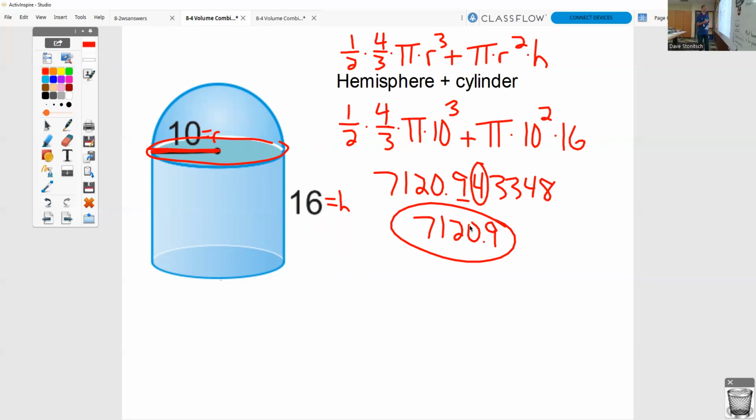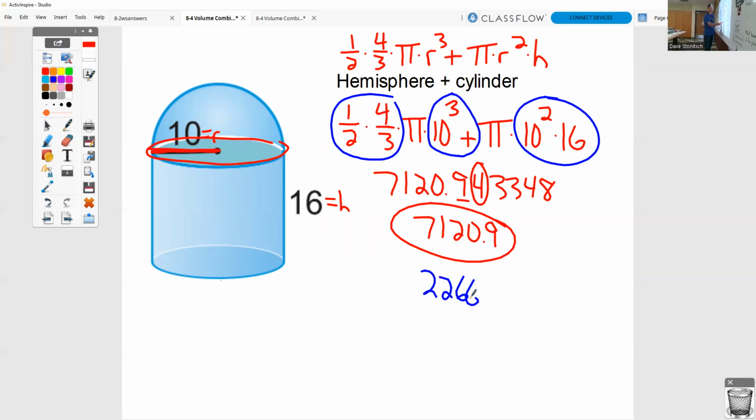7,120.9. If we had to do it in terms of pi, you would type in everything except for the pi symbol. So we would do 1/2 times 4/3 times 10 to the 3rd plus 10 squared times 16, everything except for the pi symbol. And you would get 2,266.6 repeating pi.